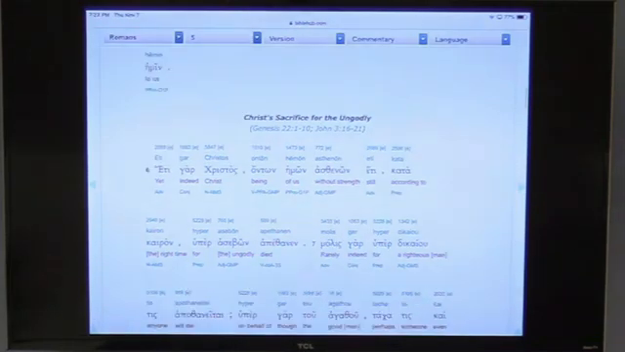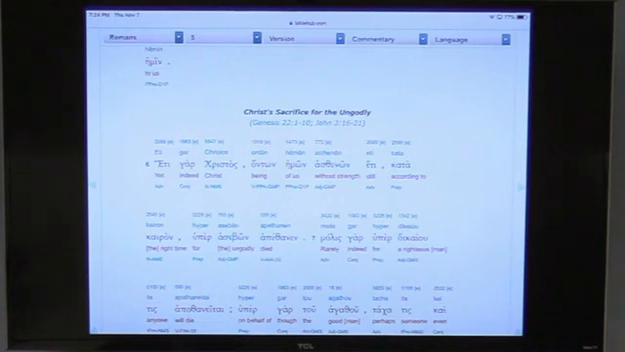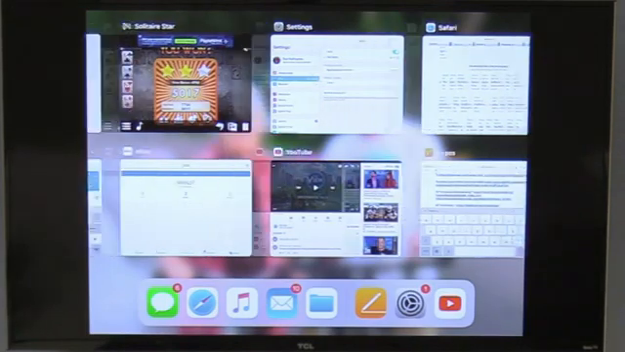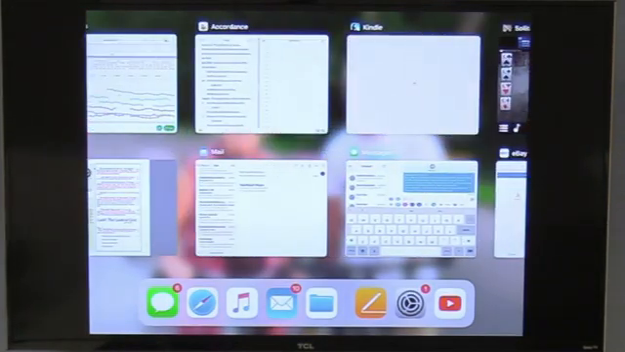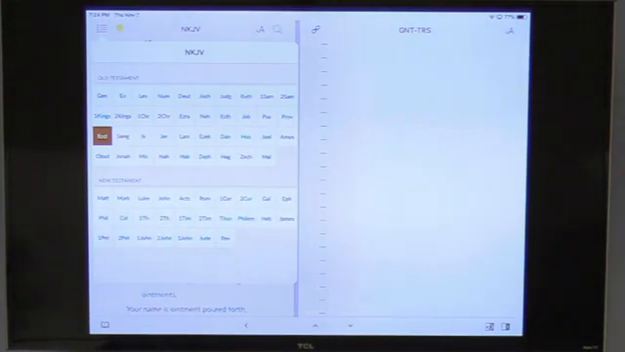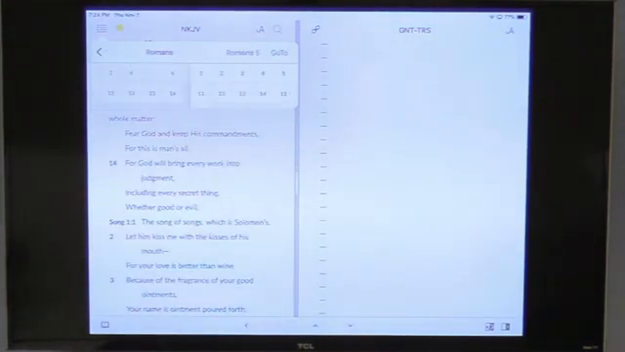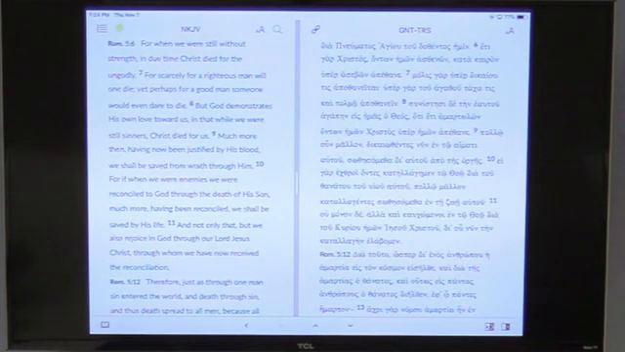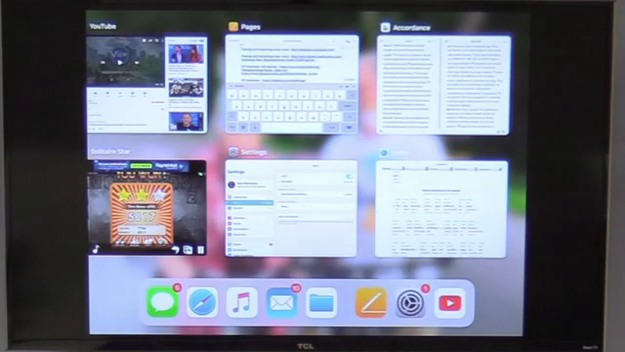So how does that verse read normally? What verse is it? Romans 5:6. For when we were still without strength, in due time Christ died for the ungodly, is what it says.